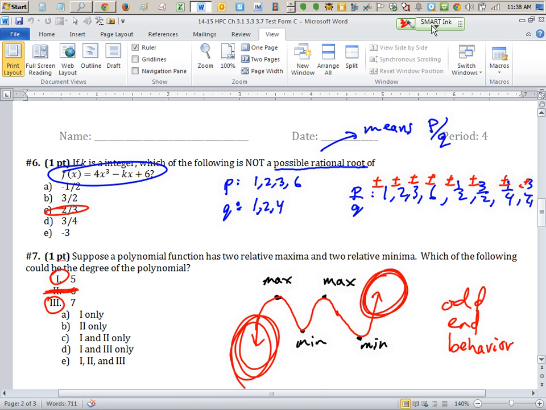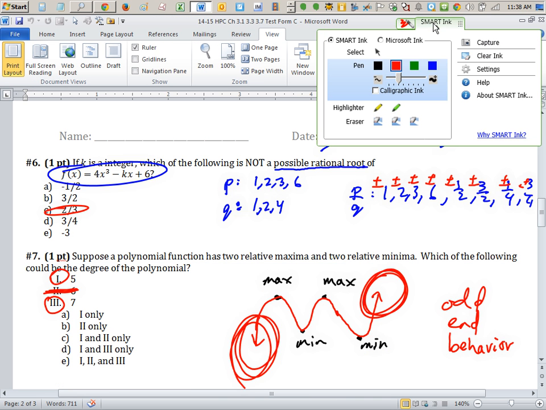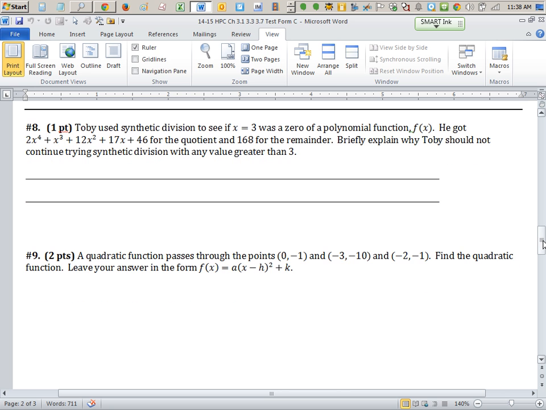All right, next. Let's go down to number 8. Toby used synthetic division to see if x equals 3 was the 0 of the polynomial. He got the following: 2, 1, 12, 17, 46 for his quotient coefficients, and 168 for the remainder. Briefly explain why Toby should not continue trying synthetic division with any value greater than 3.